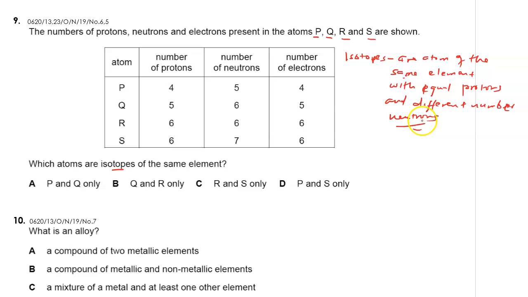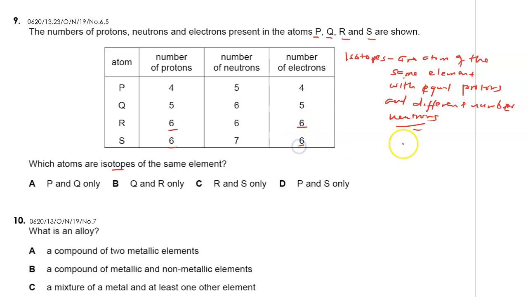Or you can say isotopes are atoms of the same element with the same atomic number but different mass number. Therefore here you're looking for atoms that have the same number of protons, and you can see in that case R and S have the same number of protons, which is 6. Therefore they have a different number of neutrons, but they have the same number of electrons.